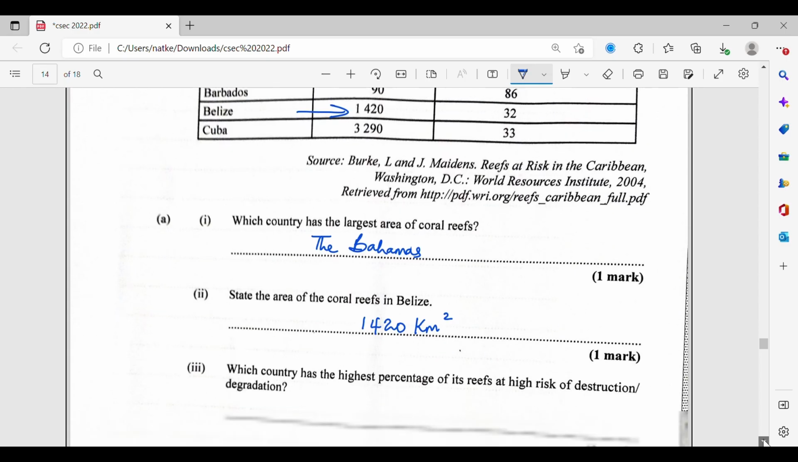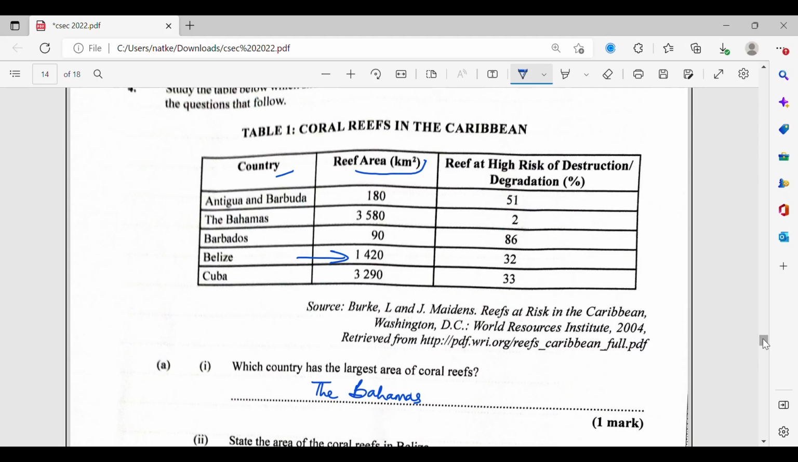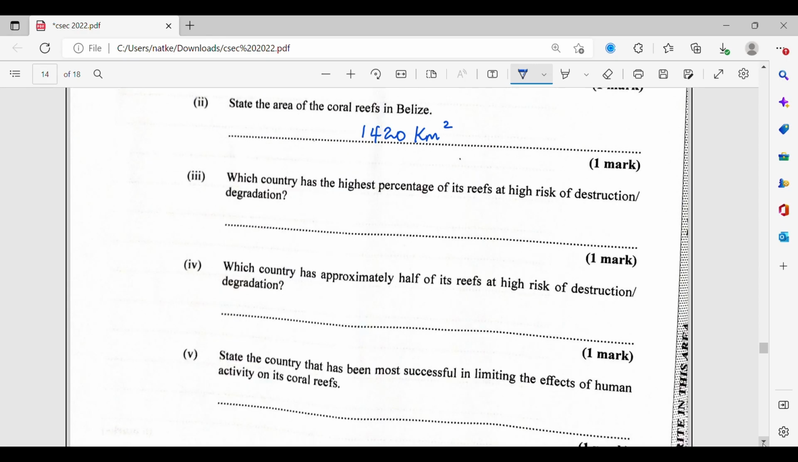Next one, it says, which country has the highest percentage of its reef at high risk of destruction or degradation? So the highest percentage. So we can see over here is the percentage of destruction or degradation. We look for the highest number and we can see that that number is Barbados. So we would write Barbados as our answer for that one.